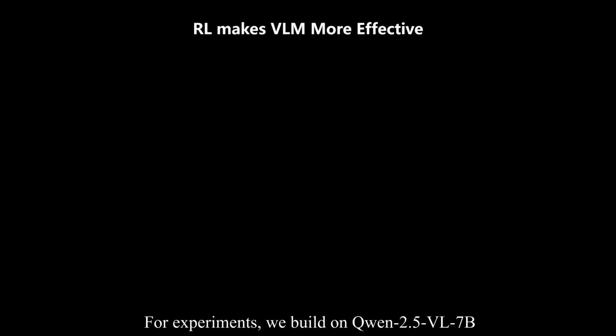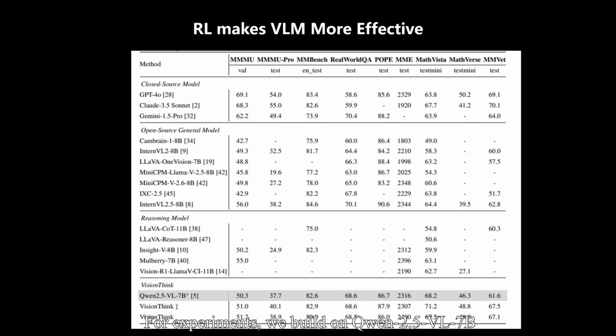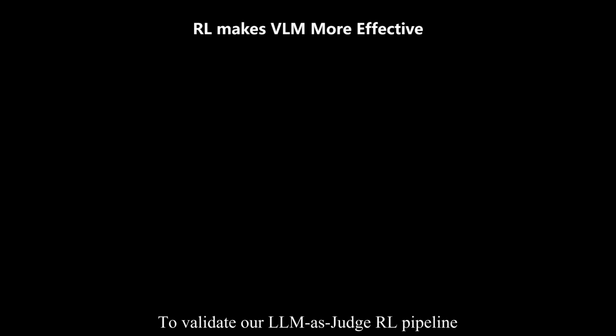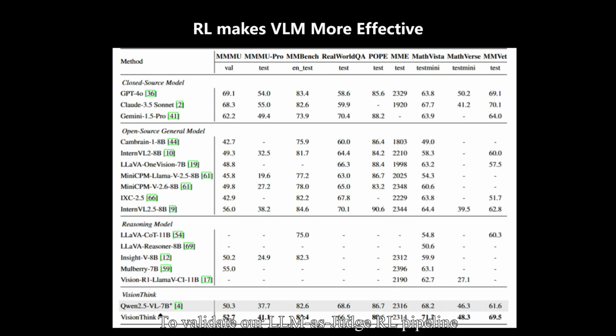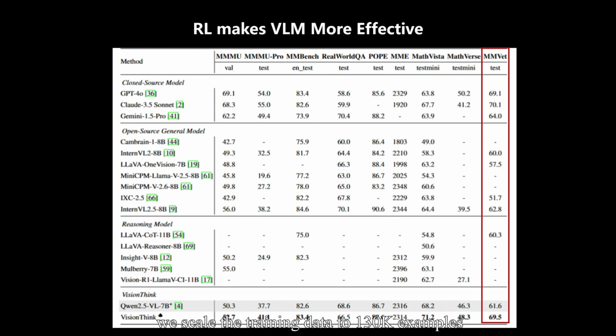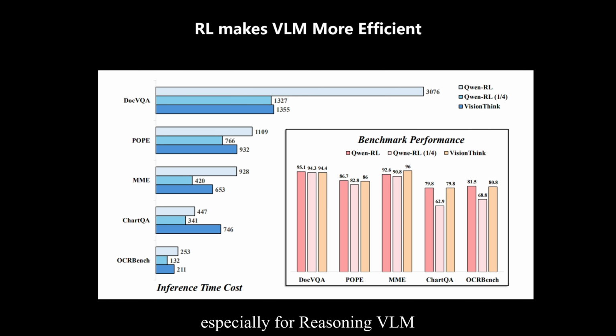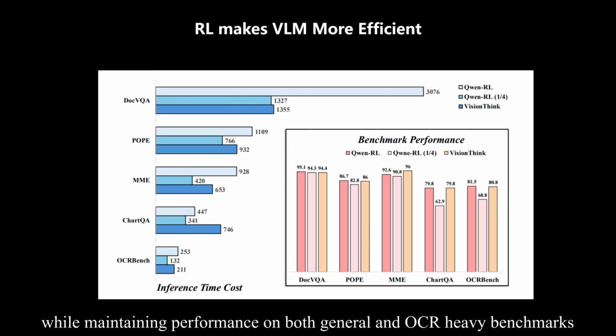For experiments, we build on Qwen2.5-VL-7B and evaluate VisionThink across multiple benchmarks. Results show that VisionThink matches or surpasses the baseline model, achieving notable gains on MMVet and MME, even outperforming many closed-source models. To validate our LLM as judge RL pipeline, we scale the training data to 130K examples and observe significant gains.